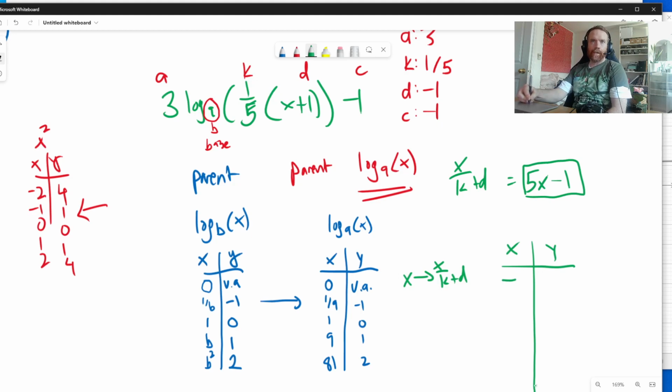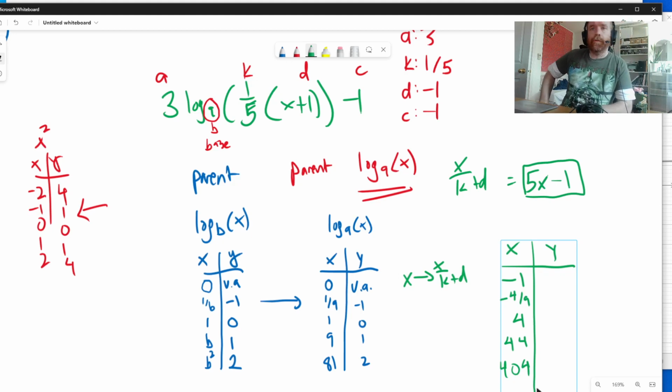5 times 0 take away 1, -1. 5 times 1/9 is 5/9. Take away 1 is -4/9. 1 times 5 is 5. Take away 1 is 4. 5 times 9 is 45. Take away 1 is 44. And 81 times 5 is 405. Take away 1 is 404. Okay, and those are the x values that we're going to need in order to make the transformation.